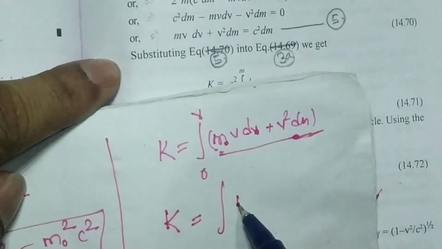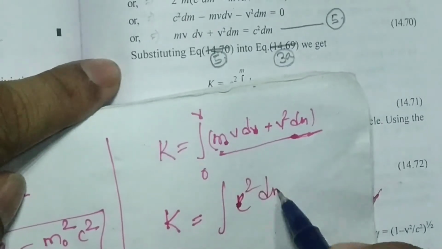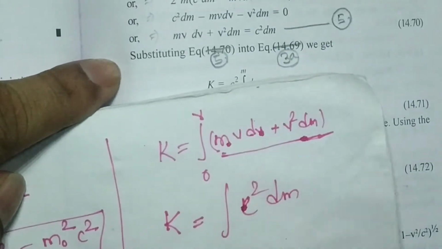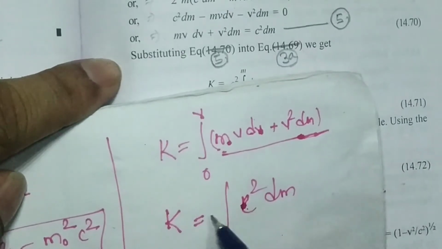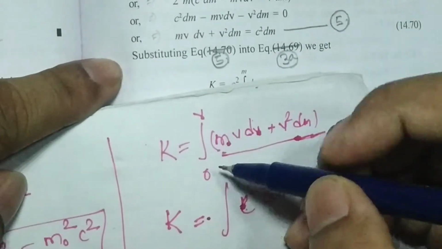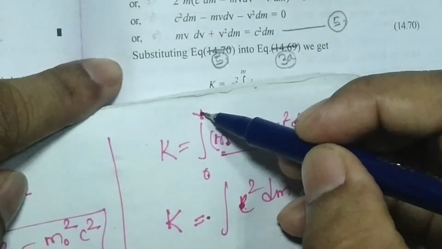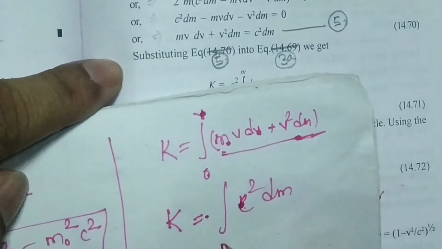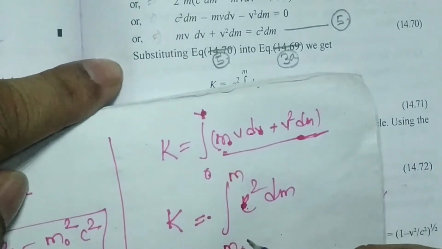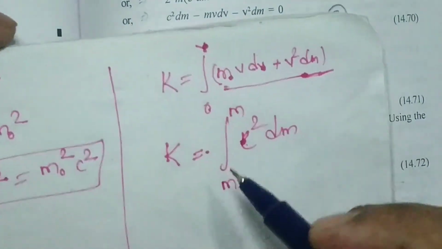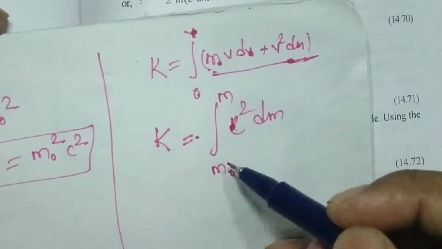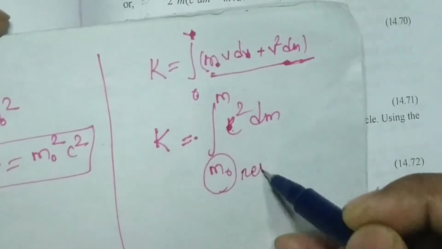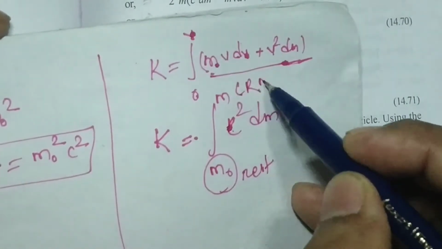of c square into dm. C square is constant, it can go outside. So here velocity changes from 0 to v. That means mass changes from its rest mass to relativistic mass. So the integration limit is going to be changed from rest mass to relativistic mass.